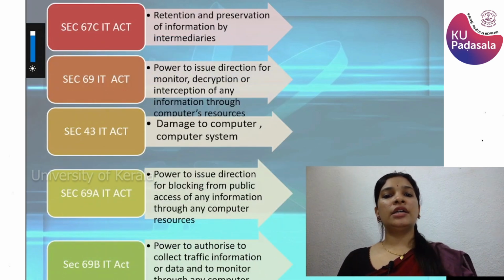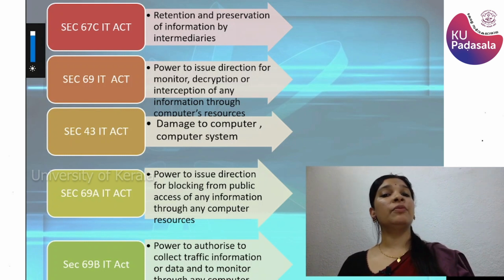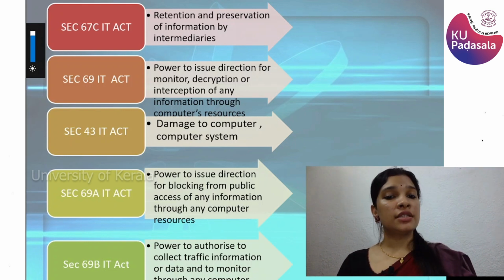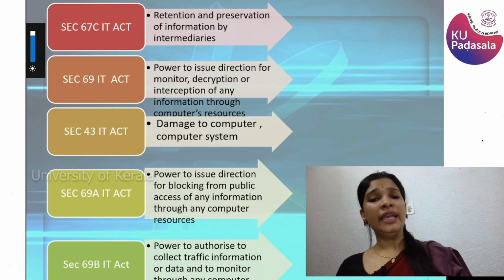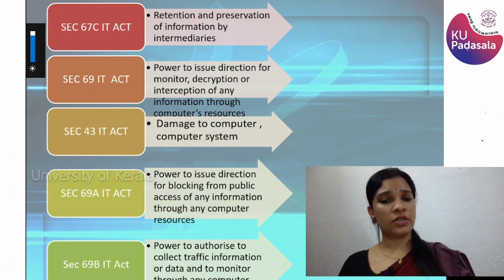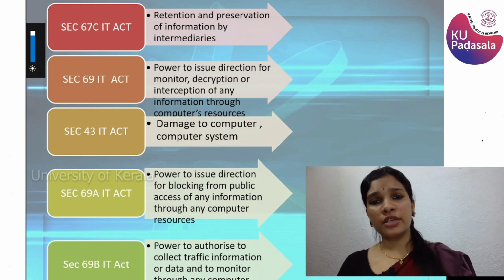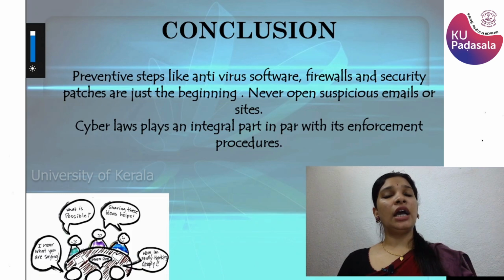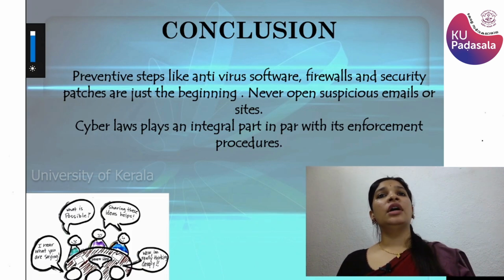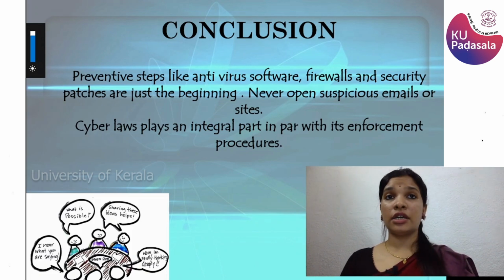We also have sections with respect to authorization, giving authority to different intermediaries, personnel and government organizations to issue orders for blocking public access to any kind of information through any computer resource. For example, we know the internet shutdown has happened in Jammu and Kashmir. Such powers are also given to the government. And as part of the world, cyber crime can originate across national boundaries over the internet, creating both technical and legal complexities.